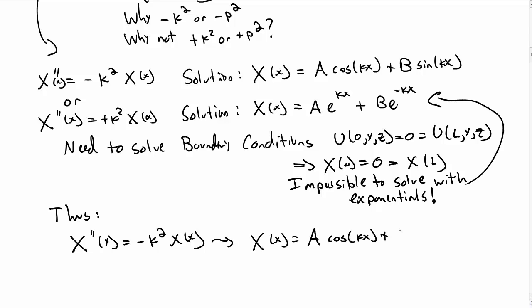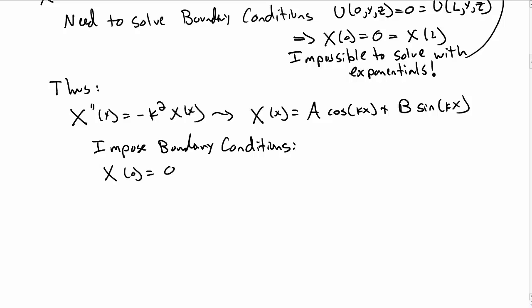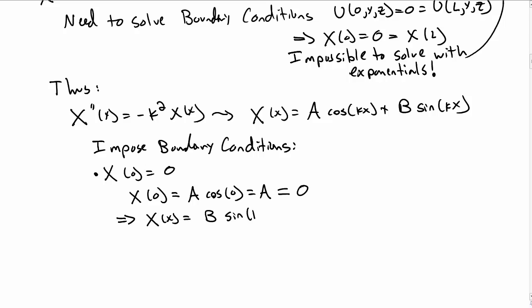So again, our solutions then are a cosine of kx plus b sine of kx. Let's go through imposing our boundary conditions like we usually do with separation of variables. So, for instance, impose the first boundary condition at x equal to 0, namely X at x equal to 0 must be 0. That tells us that we have a cosine of 0, since sine of 0 is 0, which is just a. So a must be 0.